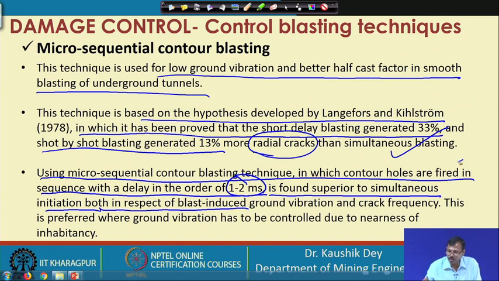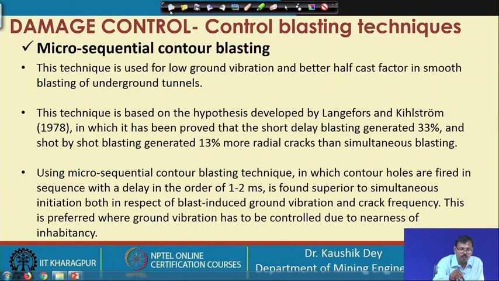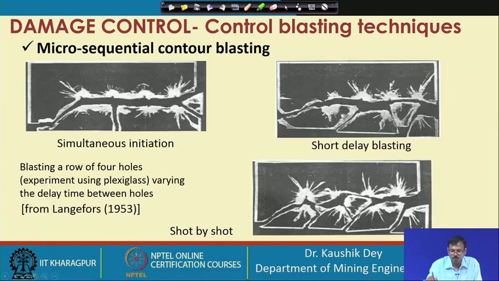So, with the advent of electronic detonators which allow us to give 1 to 2 millisecond delay, that gives better results over simultaneous blasting of the holes, and the radial cracks generated are much fewer in this case, and that is why the damage to the remaining rock mass may be controlled using this micro-sequential contour blasting.